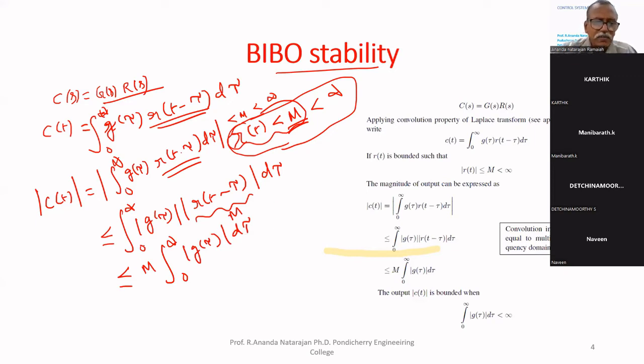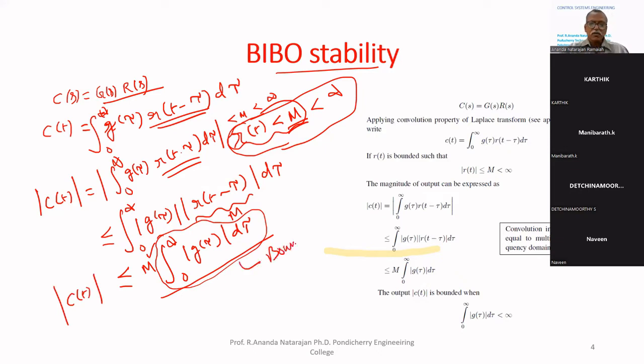When will this be measurable? M is already measurable. If this is also measurable, then the entire quantity C of T is measurable. If this is measurable, this is bounded, then C of T is bounded.